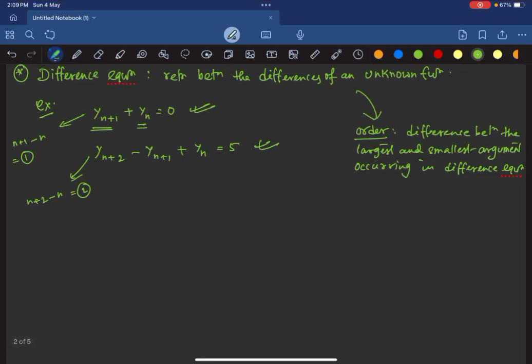Suppose I write another equation, yn plus 1 into yn minus 1 equal to 2xn minus 2. This is also a difference equation, but what will be the order? The highest is n plus 1 and the smallest is n minus 2. So n plus 1 minus (n minus 2) is 3, so 3 is the order. This is how one can find the order of a difference equation.